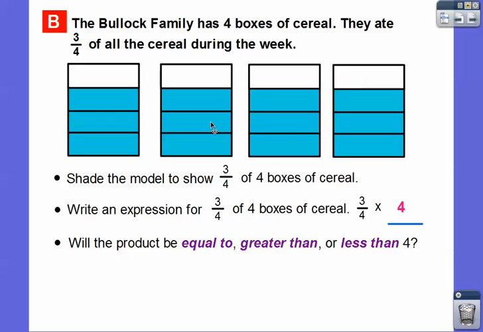So here's the product right here. It's this shaded stuff. So will this product be equal to, greater than, or less than 4? Well, since it's not all the way up, it's going to be definitely less than 4 because we're only eating a portion of it. We're not eating this top part right here. Okay, so it's definitely less than 4.